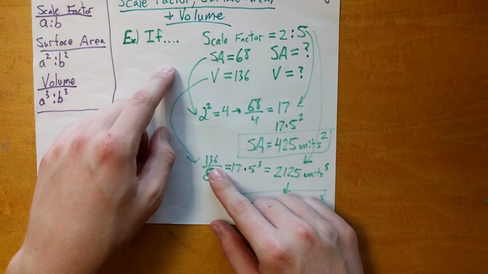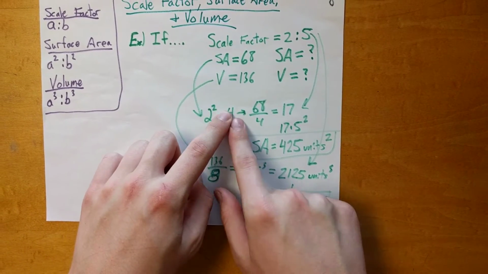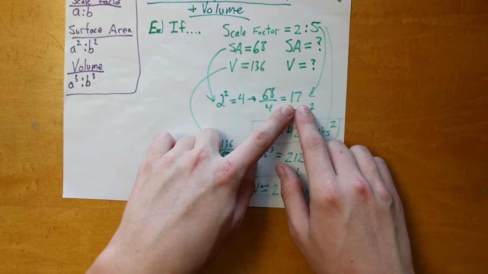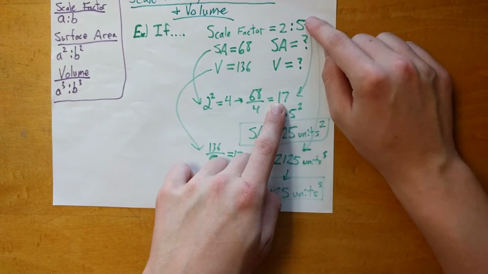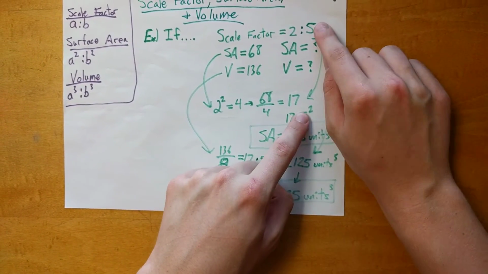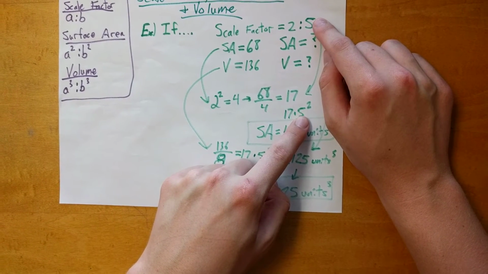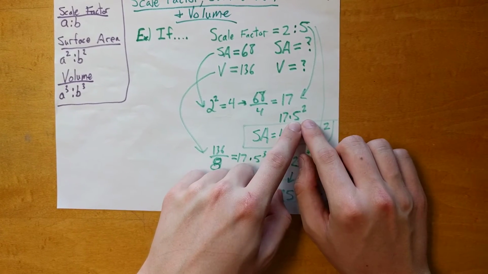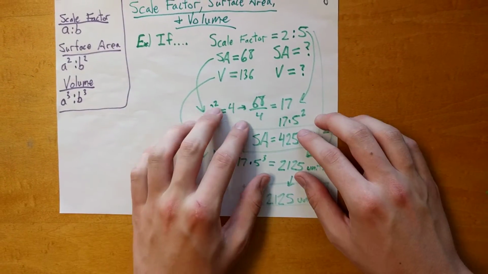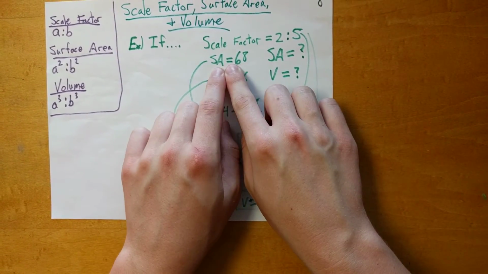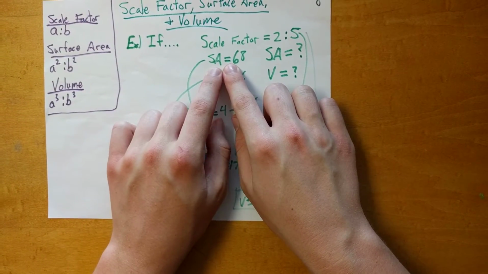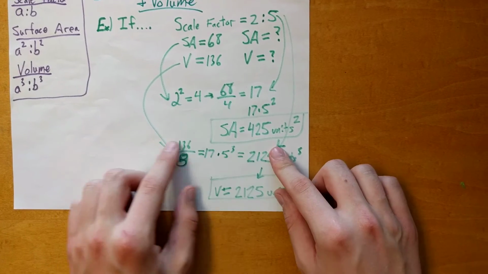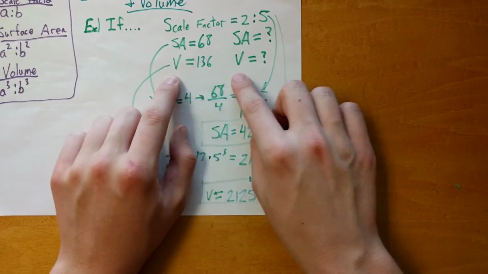So you're going to do 2 to the second power to equal 4, and 68 divided by 4 gives you 17. When you get 17, you multiply it by 5 to the second power. So it's going to be 17 times 25. That tells you the surface area for the larger shape, which is 425 units squared.